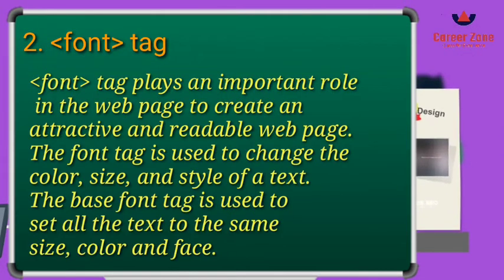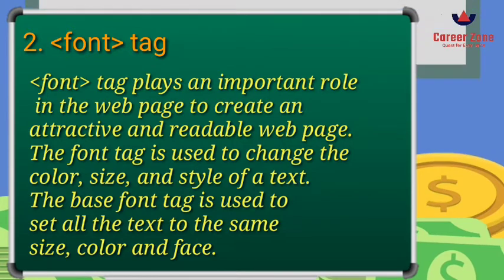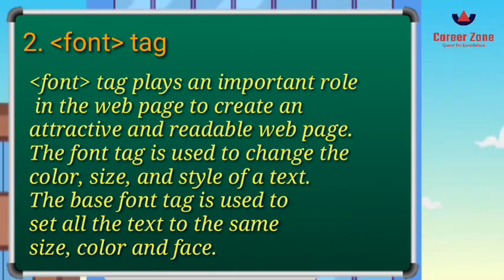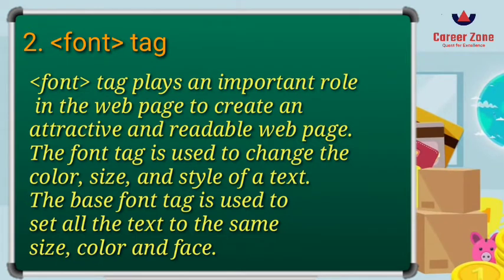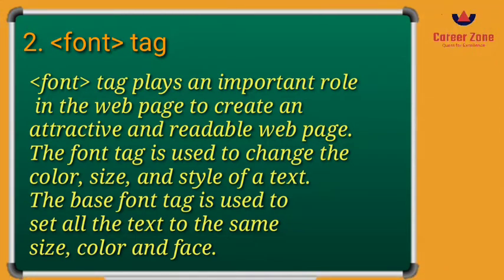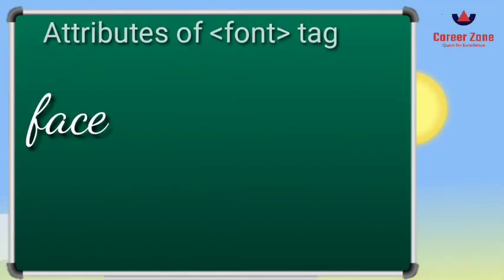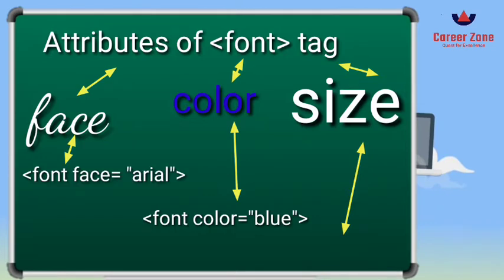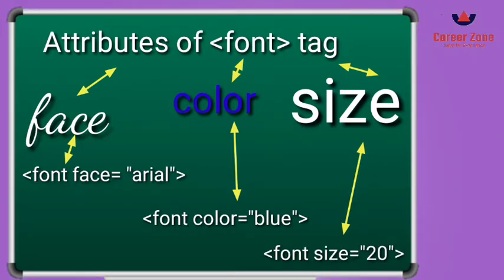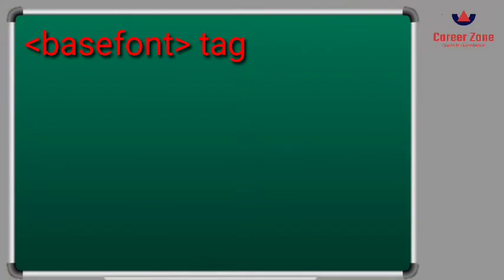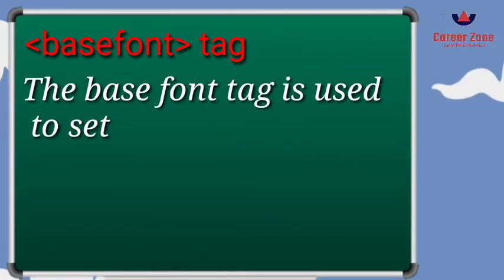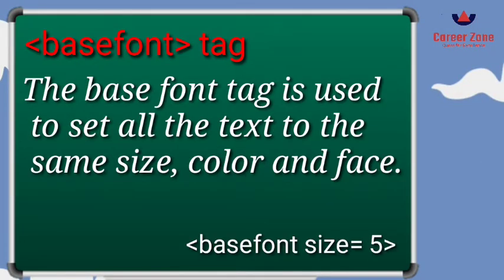Now what is the font tag? It is a tag which is basically used to make your web page contents look more attractive and readable. The writing style of the text, the color of the text and the size of the text can be easily changed with the help of this font tag. It has 3 attributes: face, which changes the writing style of the text; color, which changes the color; and size, which obviously changes the size of the text written inside the web page. But if you use the basefont tag, it will apply the same size, color and face to all the contents of the web page.